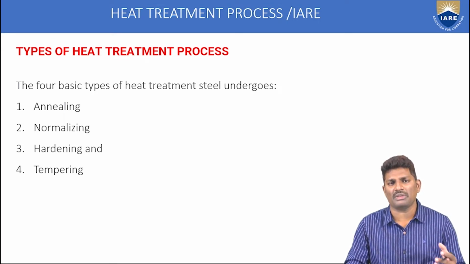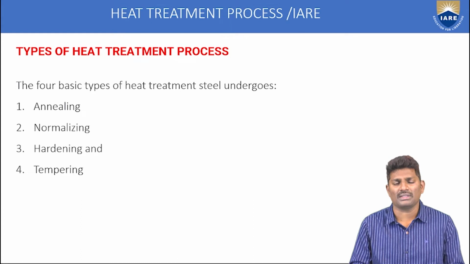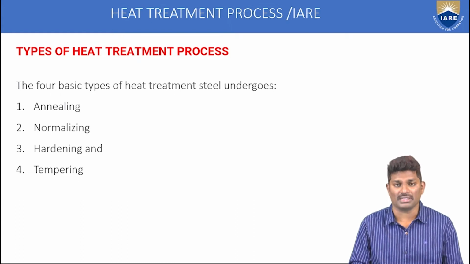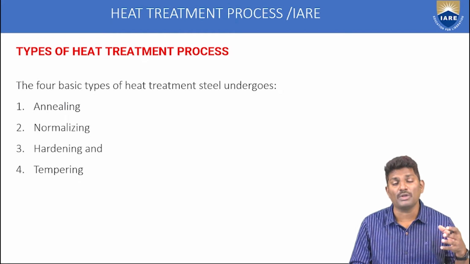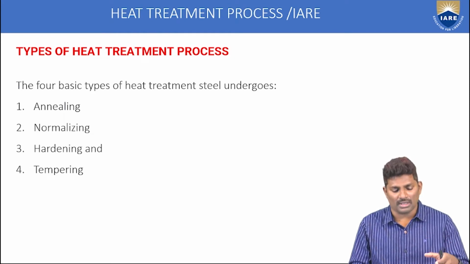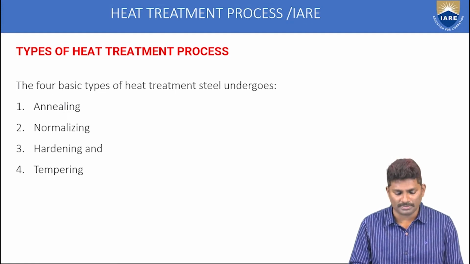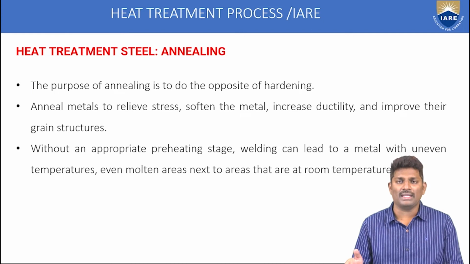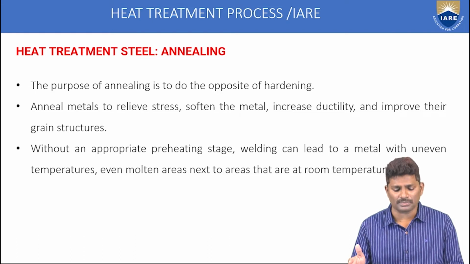As we discussed in the previous sessions also, we select the material depending upon its application. In a similar way, depending upon the application, what type of heat treatment process has to be done to the material can be achieved by these four different types of heat treatment process. So first, if you go to the annealing, heat treatment of steel, what is the main purpose of this annealing process?